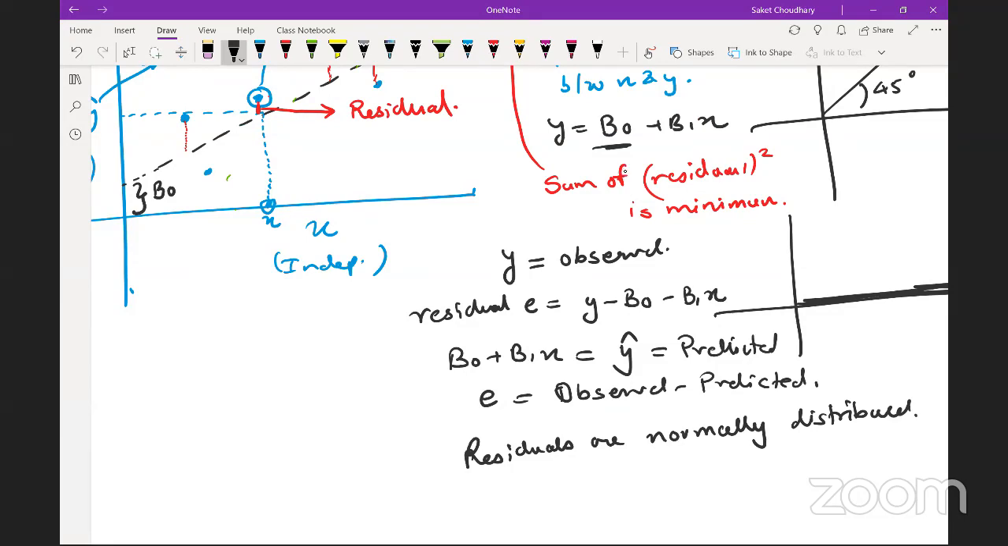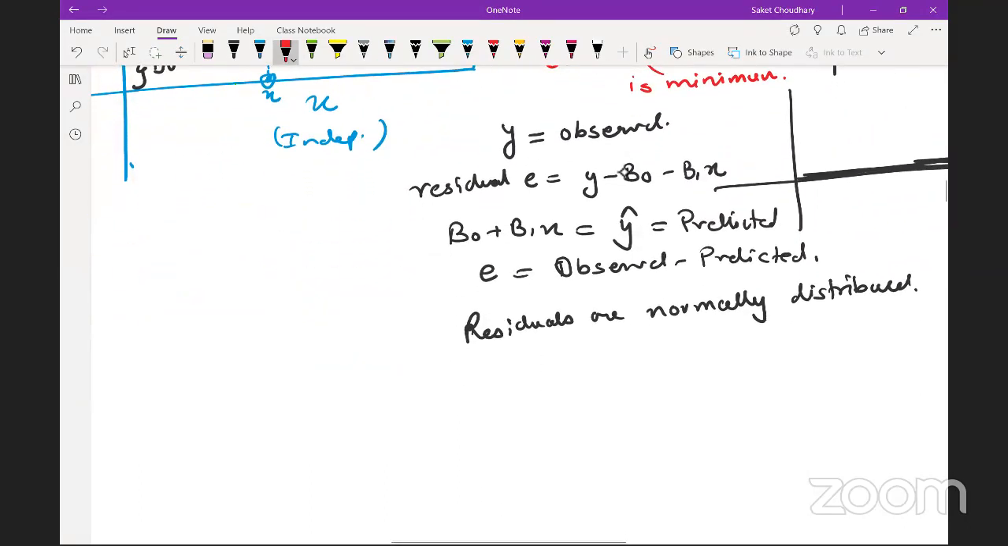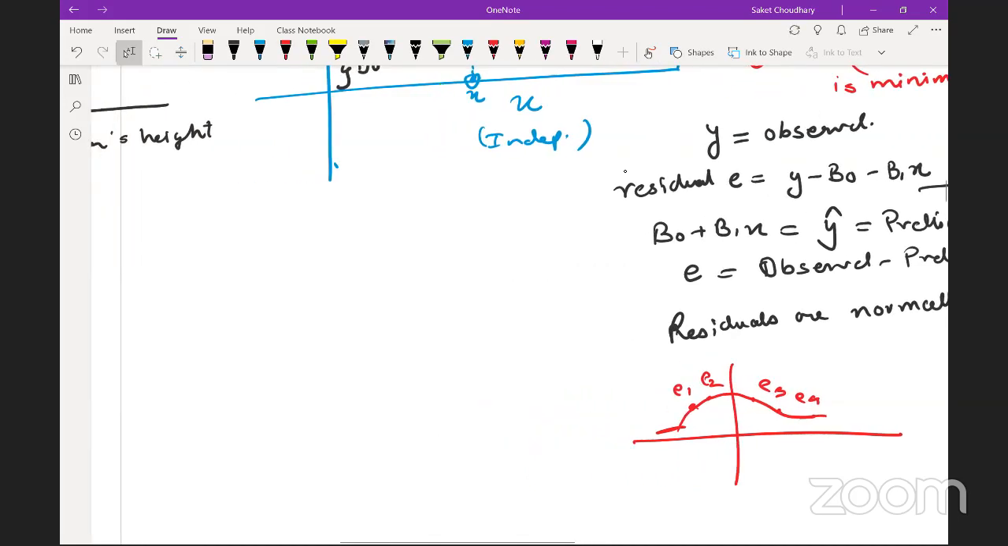What it means is if I call this residual E1, E2, E3, E4, and if I were to plot them on a number line, then in some sense you will see a normal distribution. Okay, so they are essentially originating from some normal distribution. This is E1, let's say this is E2, this is E3, and this is E4. Okay, so that's kind of the implicit assumption that goes behind fitting a normal model.